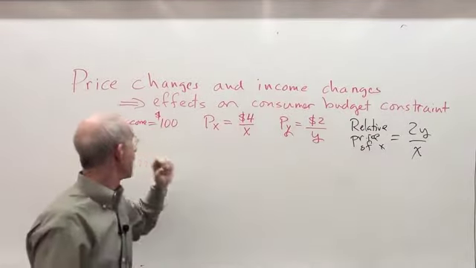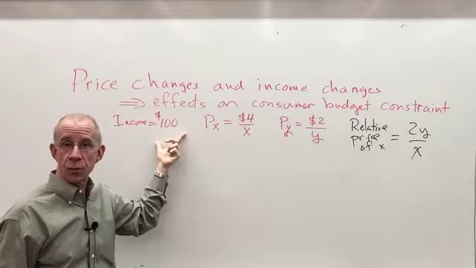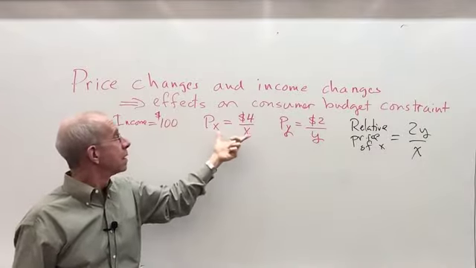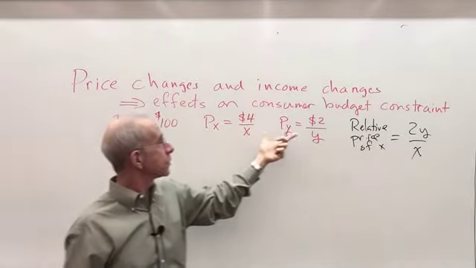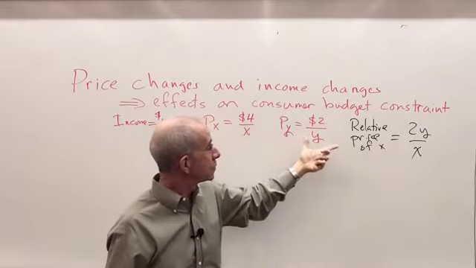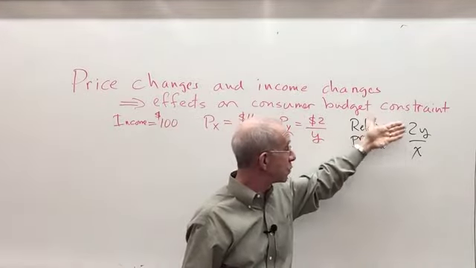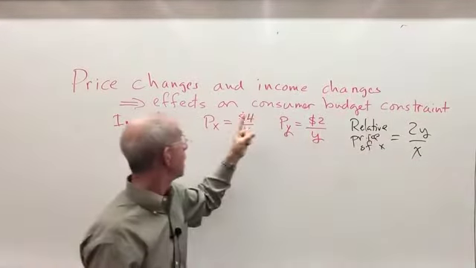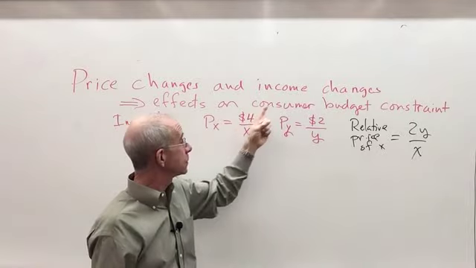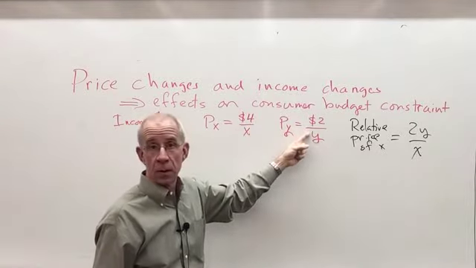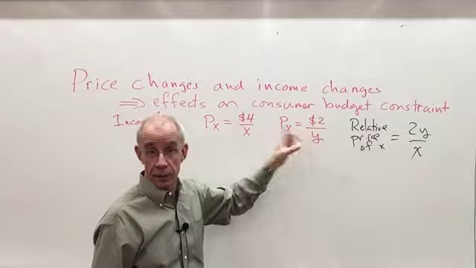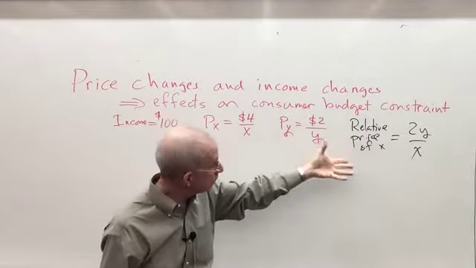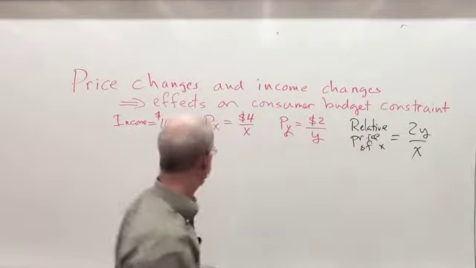So let's imagine a consumer that has $100 worth of income. The price of X is $4, the price of Y is $2, so that the relative price of X is 2Y for every X. If I buy a unit of X, I take $4. I could have used that to purchase Y, 2 units of Y. So the relative price, 2Y per X to start with.